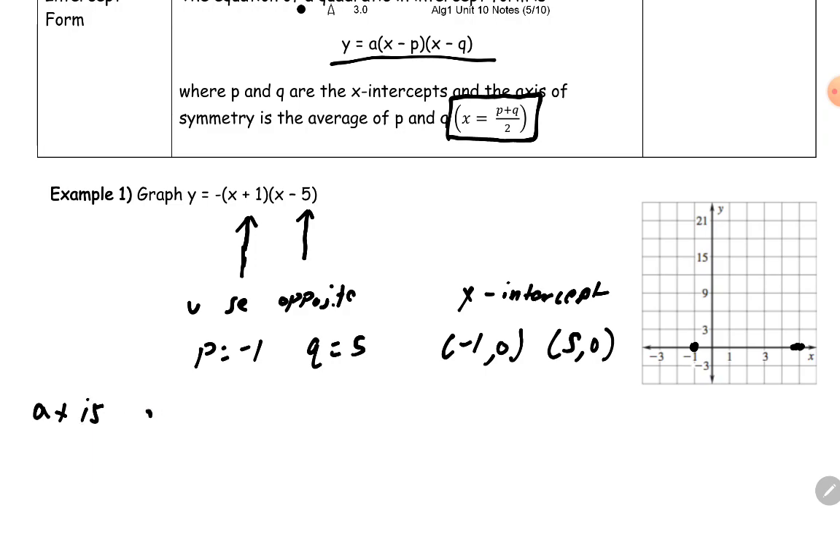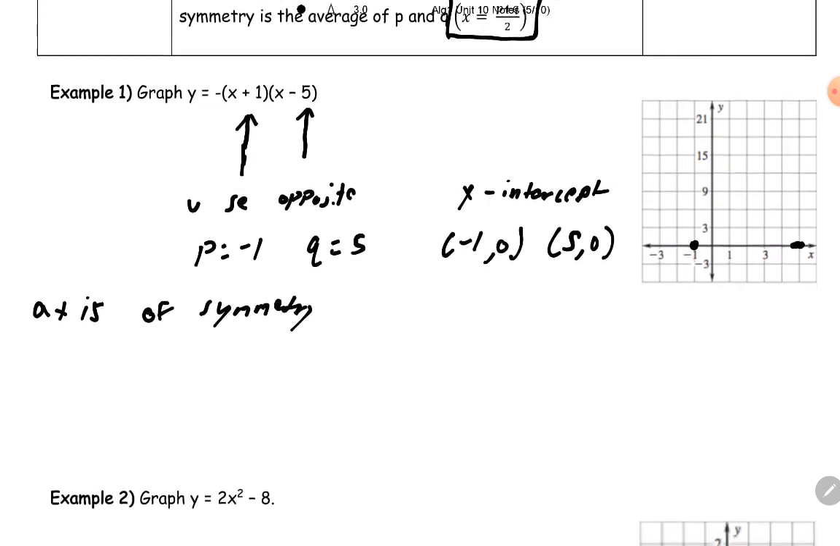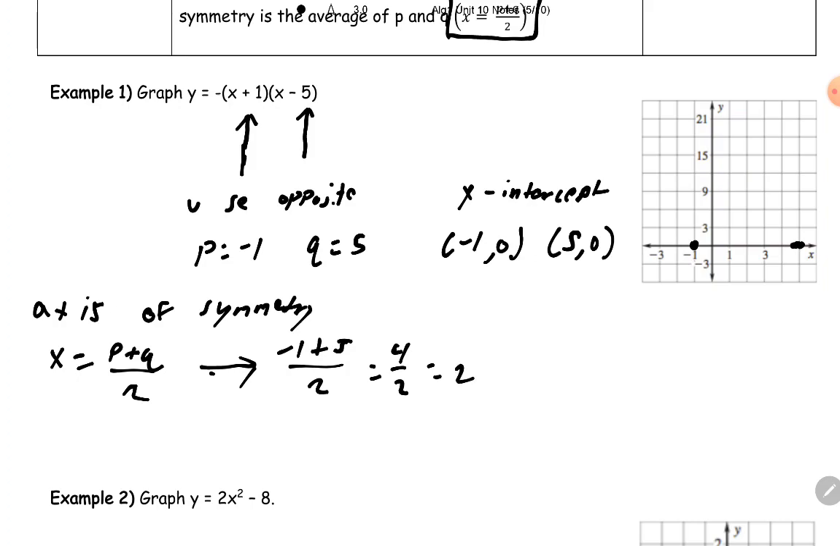Now we just need to find our vertex, and to find the vertex, we need the axis of symmetry. Our axis of symmetry is x equals (p plus q) over 2, which is (negative 1 plus 5) over 2, which is 4 divided by 2, which is 2. Then we're going to substitute x equals 2 into the equation to find our vertex.